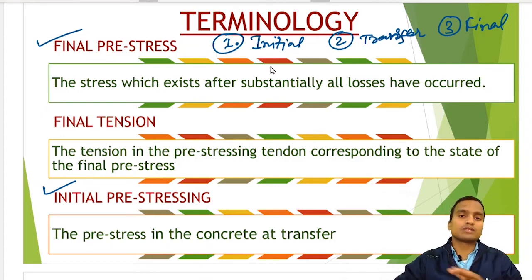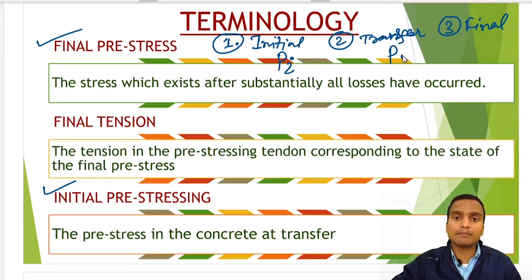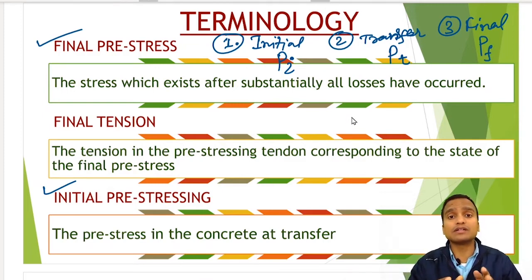See, what are these three stages? At all these three stages, the amount of pre-stress will be different. Pi is something else, Pt is something else, and Pf will be something else, because there will certainly be some losses occurring in all these stages. So initial pre-stressing, first of all try to understand initial pre-stressing. It is the pre-stress in the concrete at transfer.